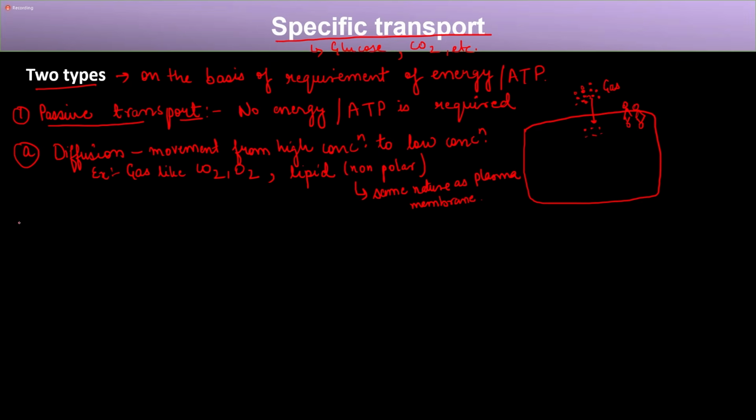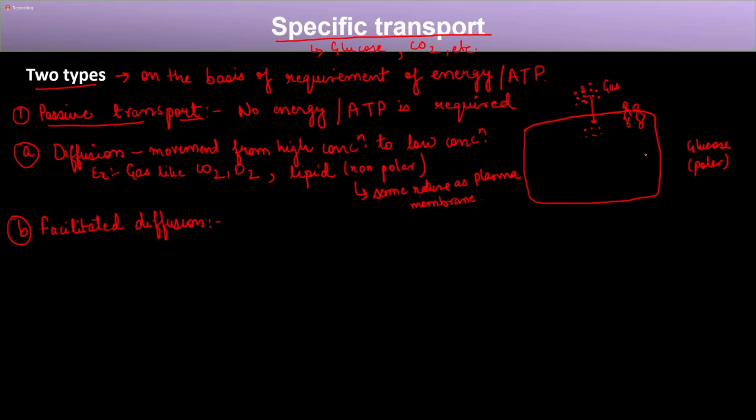Now the second is facilitated diffusion. The second type of passive transport is facilitated diffusion. Now, suppose you have a polar molecule, such as glucose. Now, glucose is comparatively larger in size and it is also polar, right? This plasma membrane is of non-polar nature, but this glucose molecule is polar. So how would it pass through this plasma membrane?